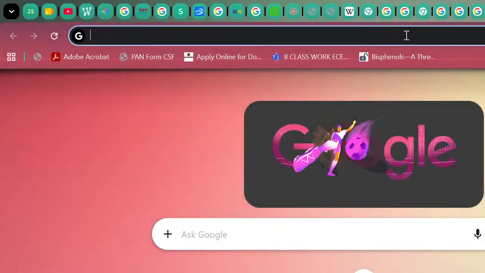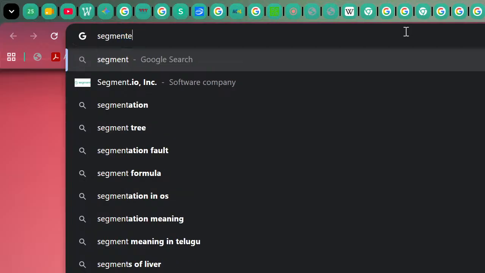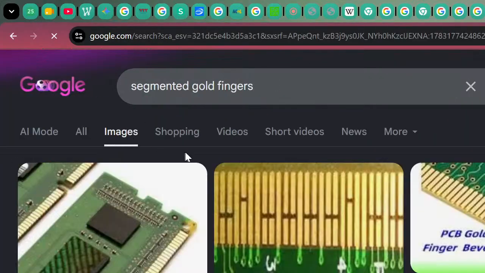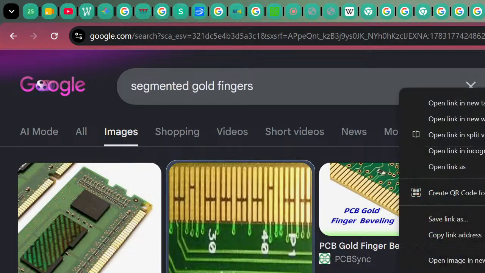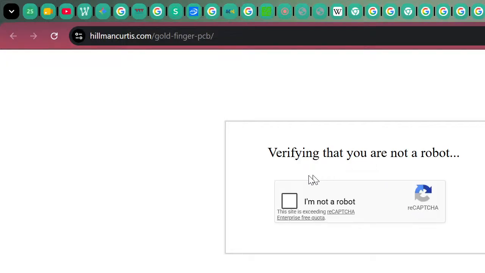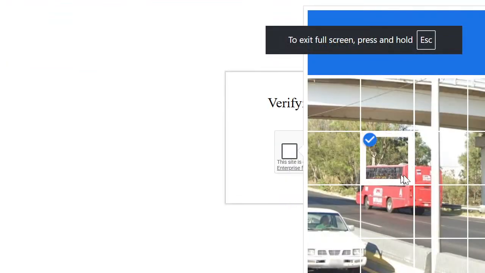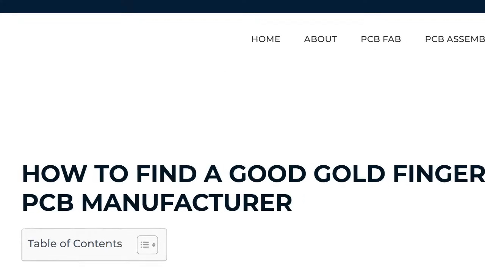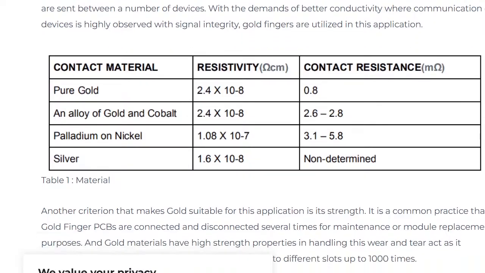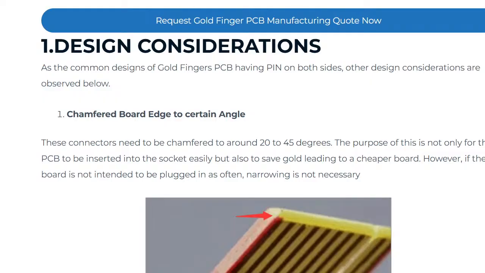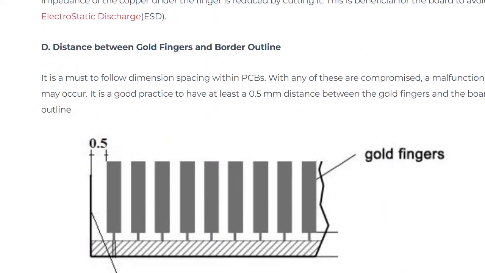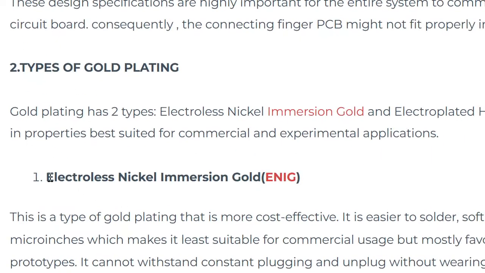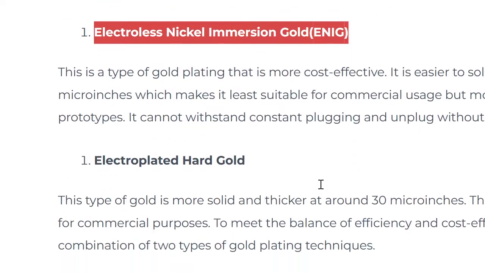But there is one more called segmented or intermittent. The first one is regular or flush, and the second one is segmented or intermittent gold fingers. Segmented means divided, right? See, this is the segmented one. This is what we discussed about ENIG, electroless nickel immersion gold.